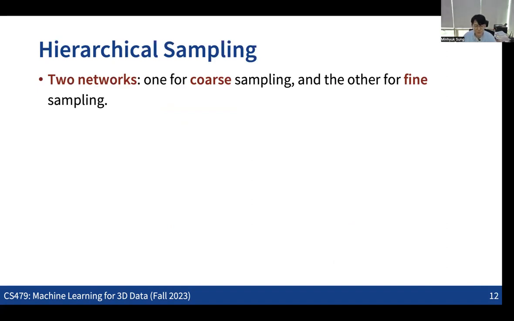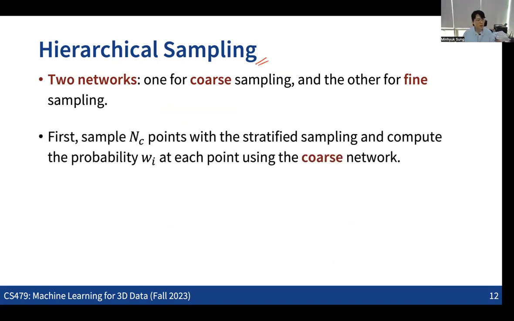This was the part that was not included in assignment 2, which is the hierarchical sampling. This is an idea that can further improve the quality of the outputs, which is having a two-step sampling. The first idea is that we uniformly sample all the points along the ray using stratified sampling, and then compute the probability, which is the transparency multiplied by the opacity, right? We compute this probability, which indicates how likely the ray will stop at each of the points, using a coarse network.